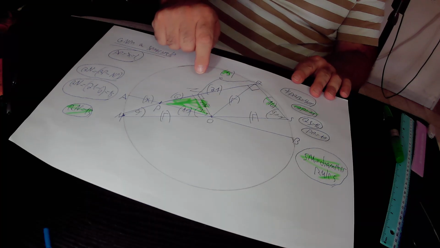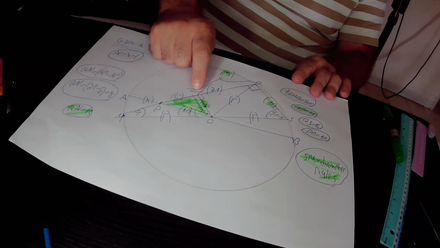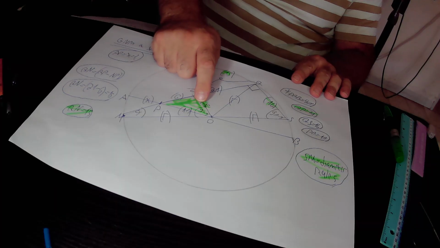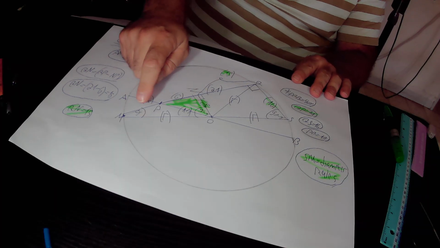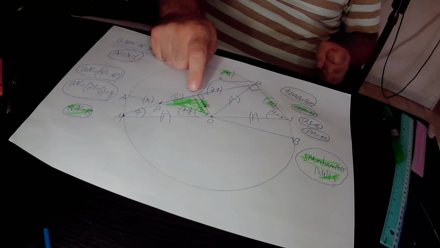Likewise, in the small right triangle ONM, this angle equals alpha. This angle equals 90 degrees, and therefore this third missing angle must be equal to 90 degrees minus alpha. Why? Because 90 degrees minus alpha plus alpha is 90 degrees, and 90 degrees plus 90 degrees is equal to 180 degrees. That is the sum of the angles in a triangle.